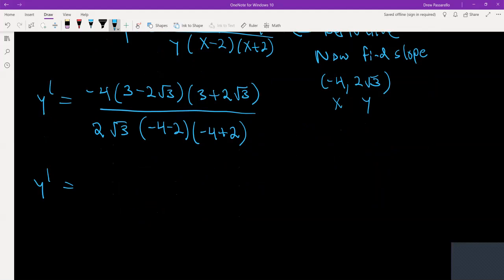All right, let's see, what can we do? Well, I could divide negative 4 by 2, so that makes that negative 2. Negative 4 minus 2, that's negative 6. Negative 4 plus 2, let's see, so that's going to be negative 2. So that's negative 6 times negative 2, which is 12. So on the bottom, I have 12 square root of 3.